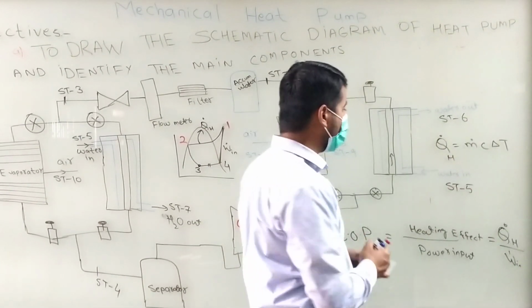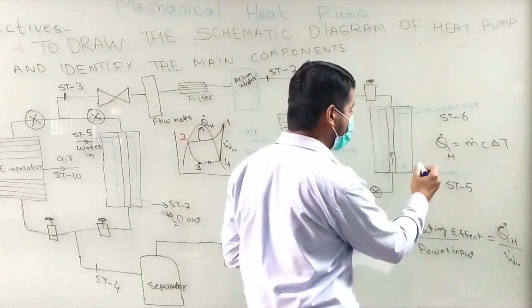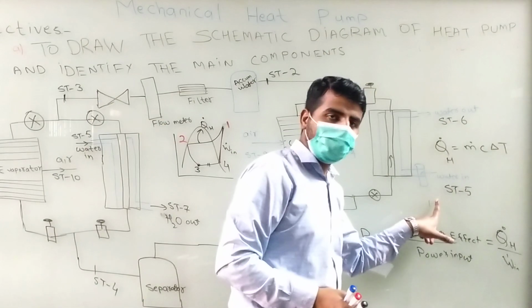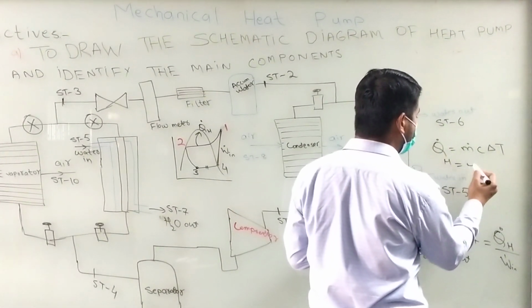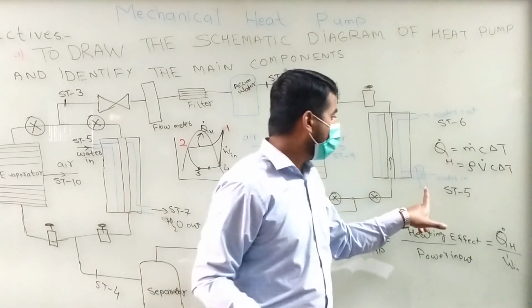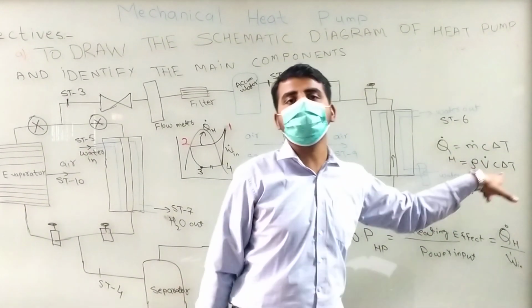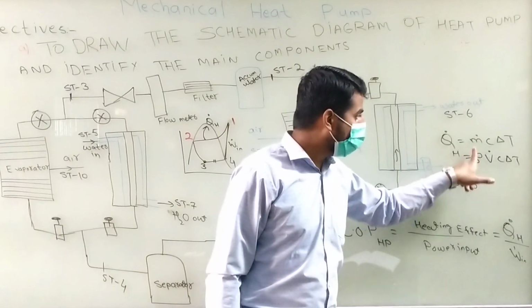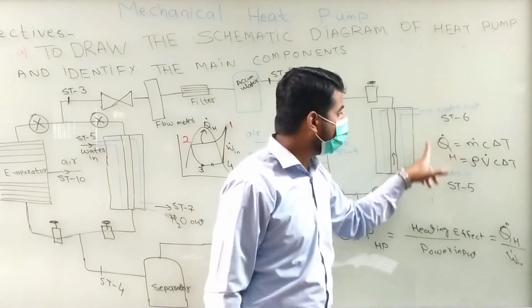And for the mass flow rate, we have the flow meter at the inlet of the water. We have the flow meter here, from where we can calculate the volume flow rate of the water. As we know, mass flow rate is basically density times volume flow rate. So the flow meter gives me the volume flow rate, and multiplying that by the density of the water, I can calculate the mass flow rate. So that formula can be reduced to density times volume flow rate multiplied by C times delta T. From this part I can calculate this heating effect.